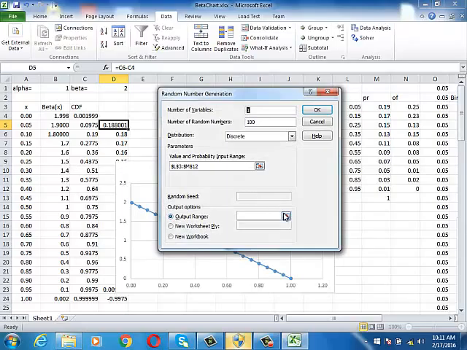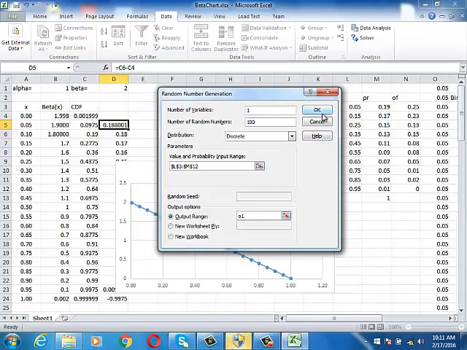Instead of a new sheet, I want to see output on this sheet, and I'm going to just put it at O1, which is what I have. O1 is the 0th column, and I'm going to look at the outputs in that column, and I'm going to say OK.